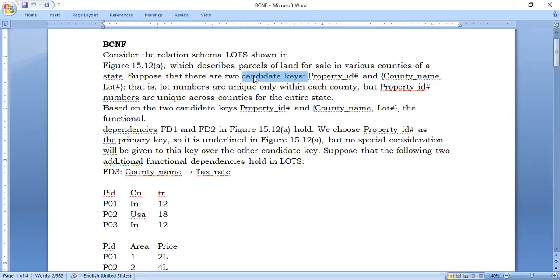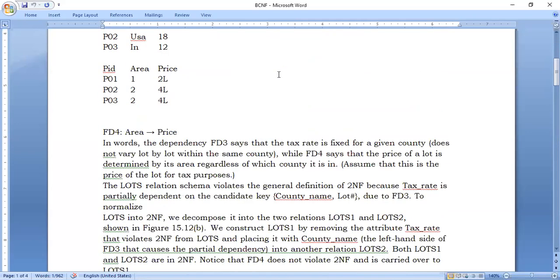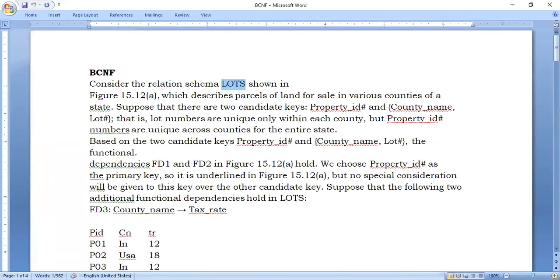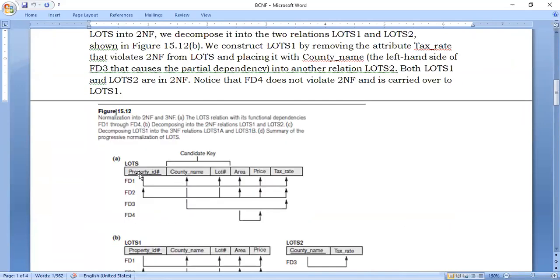Okay, so let us find out which are the candidate keys. In other words, all these attributes are nothing but the prime attributes of this table. The table name is lots. So let us understand which are the overall attributes, and among those which are the prime attributes. In this diagram, you can see the attributes of the lots table: property ID, country name, lot ID or lot number, area, price, and tax rate.